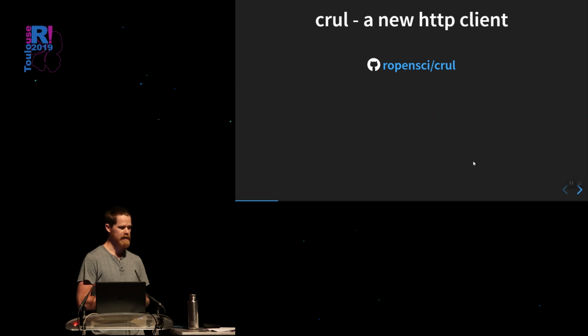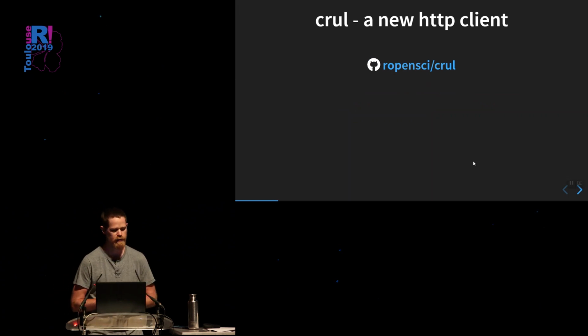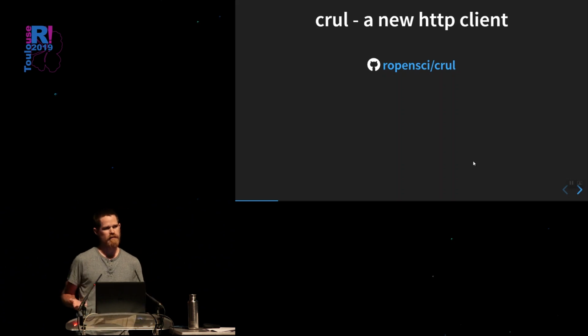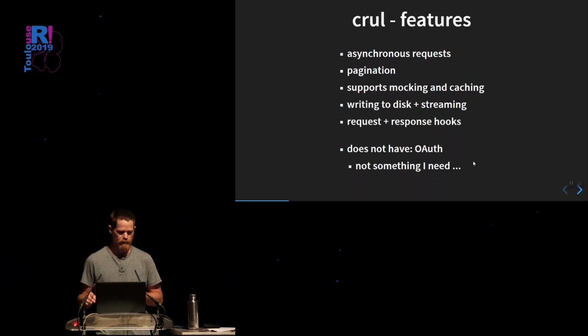So the first package I'm going to talk about is crul. It's new-ish. It's not really new, it's been on CRAN for 3 years, but it's pretty new relative to httr. You can find it on GitHub at ropensci/crul. Some of the main features are asynchronous requests, building on Jeroen Ooms' curl package, which implements async, and crul builds a more friendly interface on top of that. I'll talk a little more about that.